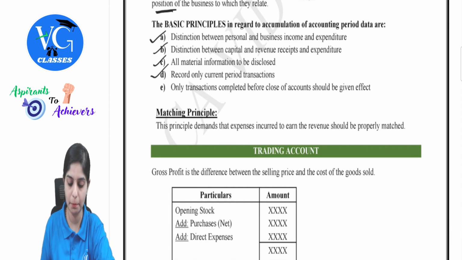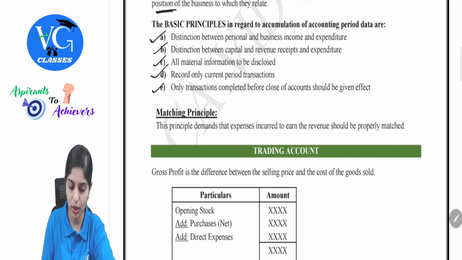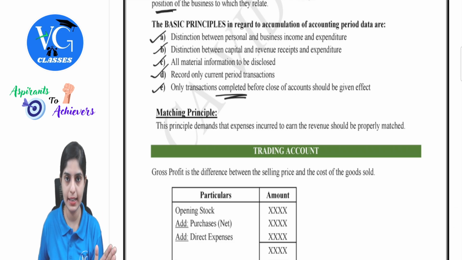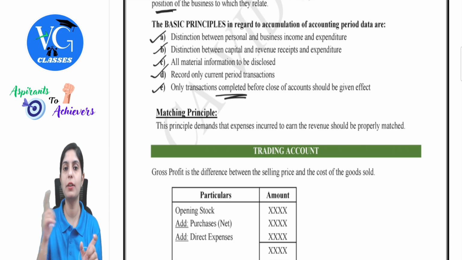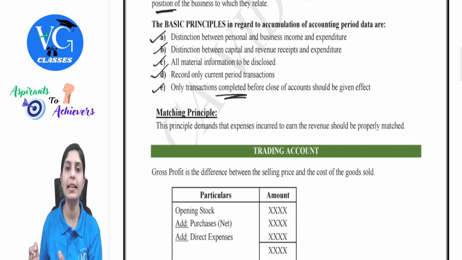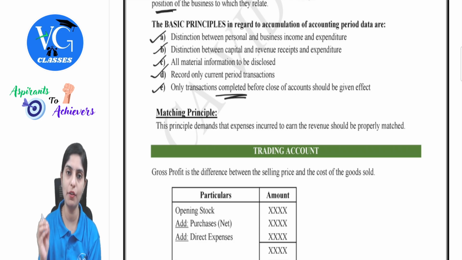Only transactions completed before the close of accounts should be given effect, because ultimately this is the last step. We start from analyzing the data, that is, identifying it, then record it in the primary books of accounts, that is, the journal, from journal to ledger, then from ledger to trial balance, and ultimately this will be reflected in your final account.